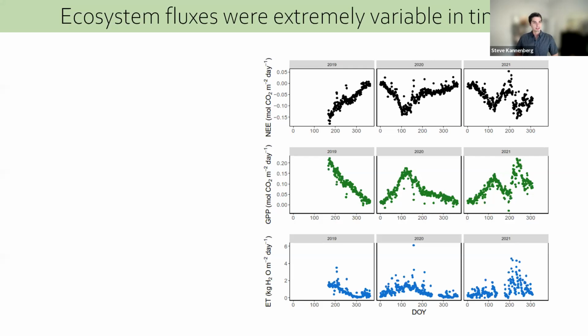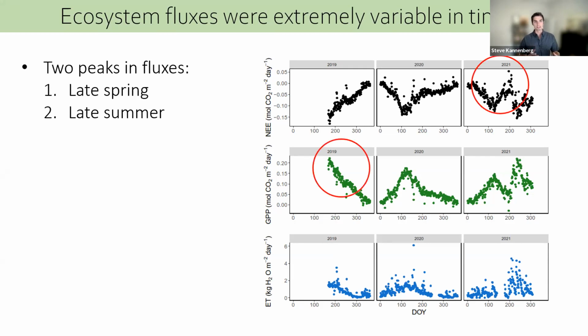So the first thing that we found, which probably shouldn't surprise you given what I've presented already, is that fluxes of carbon and water in this ecosystem were extremely variable throughout time. This is net ecosystem exchange, gross primary productivity, and evapotranspiration over the almost 3-year record now at the site. And if you look, you'll notice that there are really two peaks in ecosystem fluxes at this site. We see one in the late spring, and we see one in the late summer.